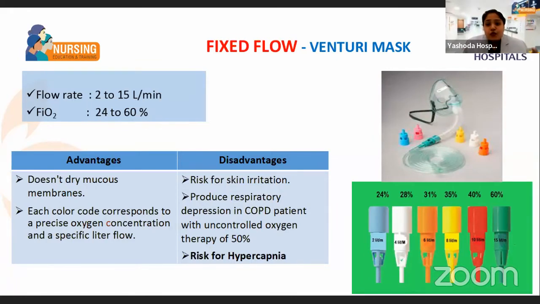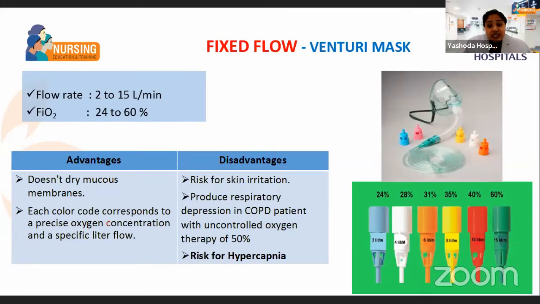And if you notice the flow rate over here, from minimum to maximum, you can deliver by using the Venturi mask 2 to 15 liters per minute. And the FiO2 is fixed. If you notice down over here, based upon the color code, it is a fixed FiO2, whatever you are delivering for the patient. The important thing is, you can use this device for the COPD patients only when there is a need of low to moderate oxygen requirement, not more than that. So I repeat again, you can use the Venturi mask for COPD patients when the oxygen requirement is low to moderate, not more than that.